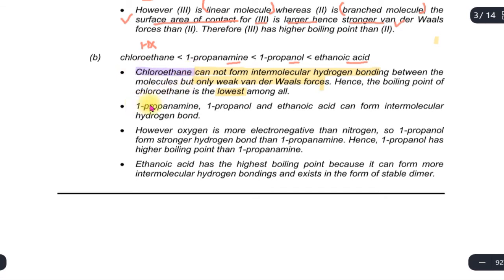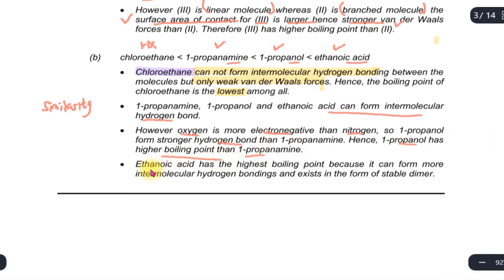Next, again and again, you must explain the similarity. So the three compounds, amine, alcohol, and ethanoic acid, can all form intermolecular hydrogen bonds. Alcohol is higher than the amine because the oxygen atom is more electronegative than the nitrogen atom, so it can form a stronger intermolecular hydrogen bond. If we compare one propanamine and one propanol, one propanol has a higher boiling point than one propanamine.